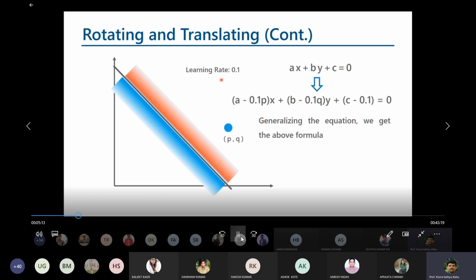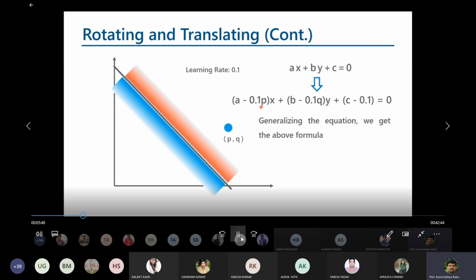Now, can we do it like this? We have a learning rate, we have an equation. Can we generalize the equation we get for this particular formula? Okay, how? Suppose the equation of the line is Ax plus By plus C equal to 0. Then A minus 0.1 into P. P is nothing but... this learning rate into P, like which proportion?